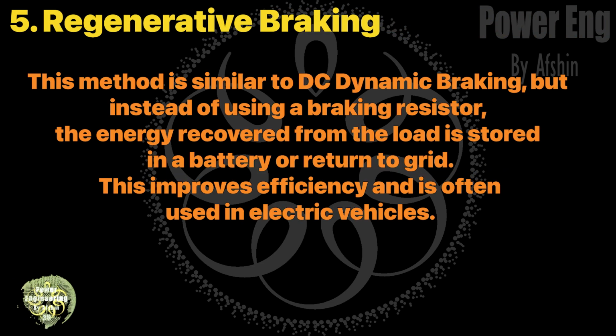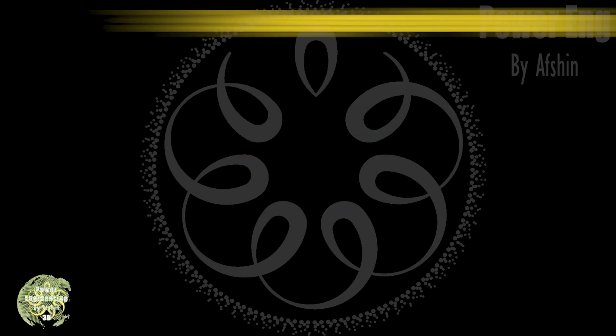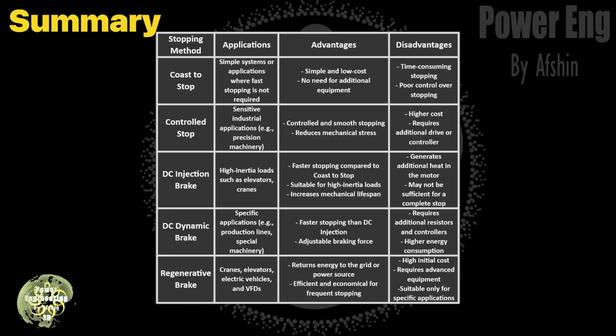Fifth method: regenerative braking. This method is similar to DC dynamic braking, but instead of using a braking resistor, the energy recovered from the load is stored in a battery. This improves efficiency and is often used in electric vehicles. Since the energy available in the battery of an electric vehicle is limited, regenerative braking is essential to enhance overall efficiency. In this video, we covered the braking methods for induction motors.